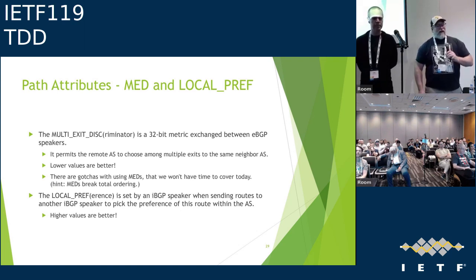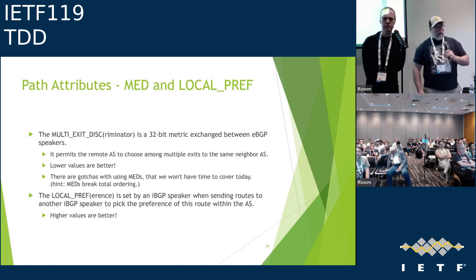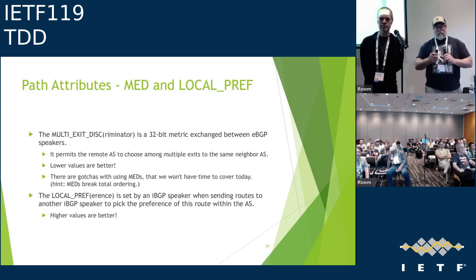So BGP also adds in two types of attributes that are metric type of things. This is not strictly tie broken on the AS path length. The first one is this thing called a multi-exit discriminator, the MED. Both of these types of metrics are 32-bit values that have opposite importance. With MEDs you want to have smaller. The idea is that between two eBGP speakers for the same AS, you want to prefer the exit that has the lower number.